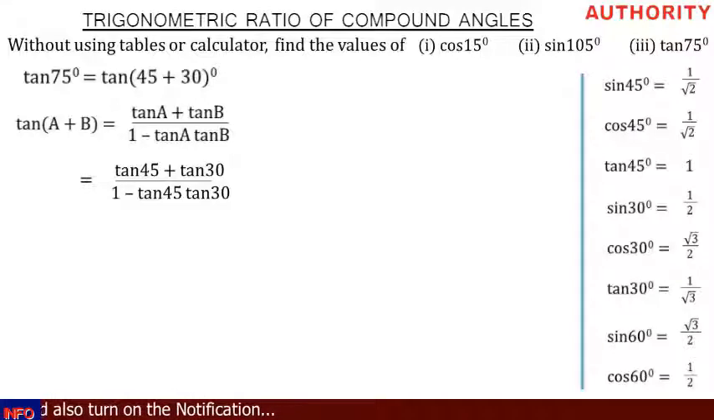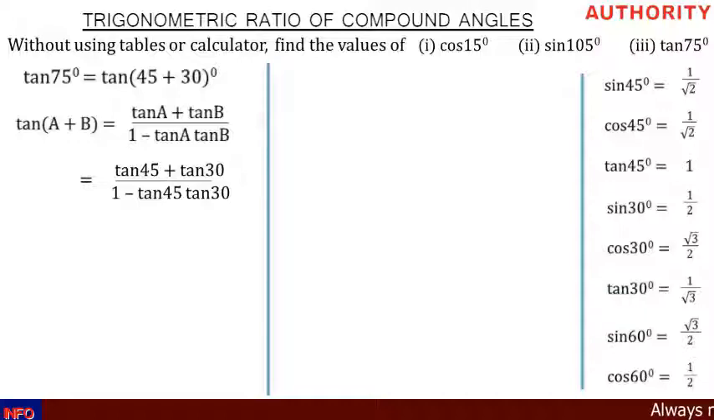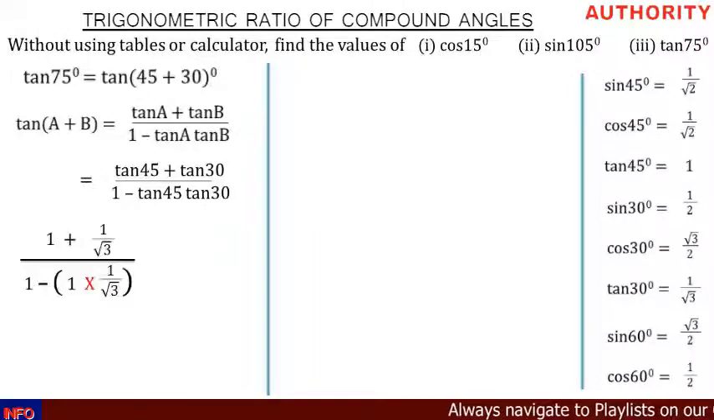Okay. So which is equal to tan 45 degrees plus tan 30 degrees all over 1 minus tan 45 tan 30. You get it? Yes. Now, what is the value for tan 45 degrees? The value is equal to 1. Then we say plus tan 30. Tan 30 is 1 all over root 3. You get it? All over.